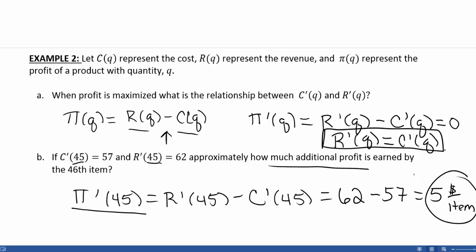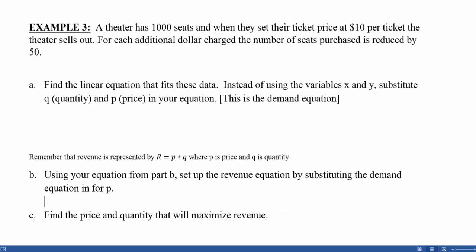Let's look at one more example. Example 3. A theater has 1,000 seats, and when they set their ticket price at $10 per ticket, the theater sells out. So they sell all 1,000 tickets. For each additional dollar charged, the number of seats purchased is reduced by 50.